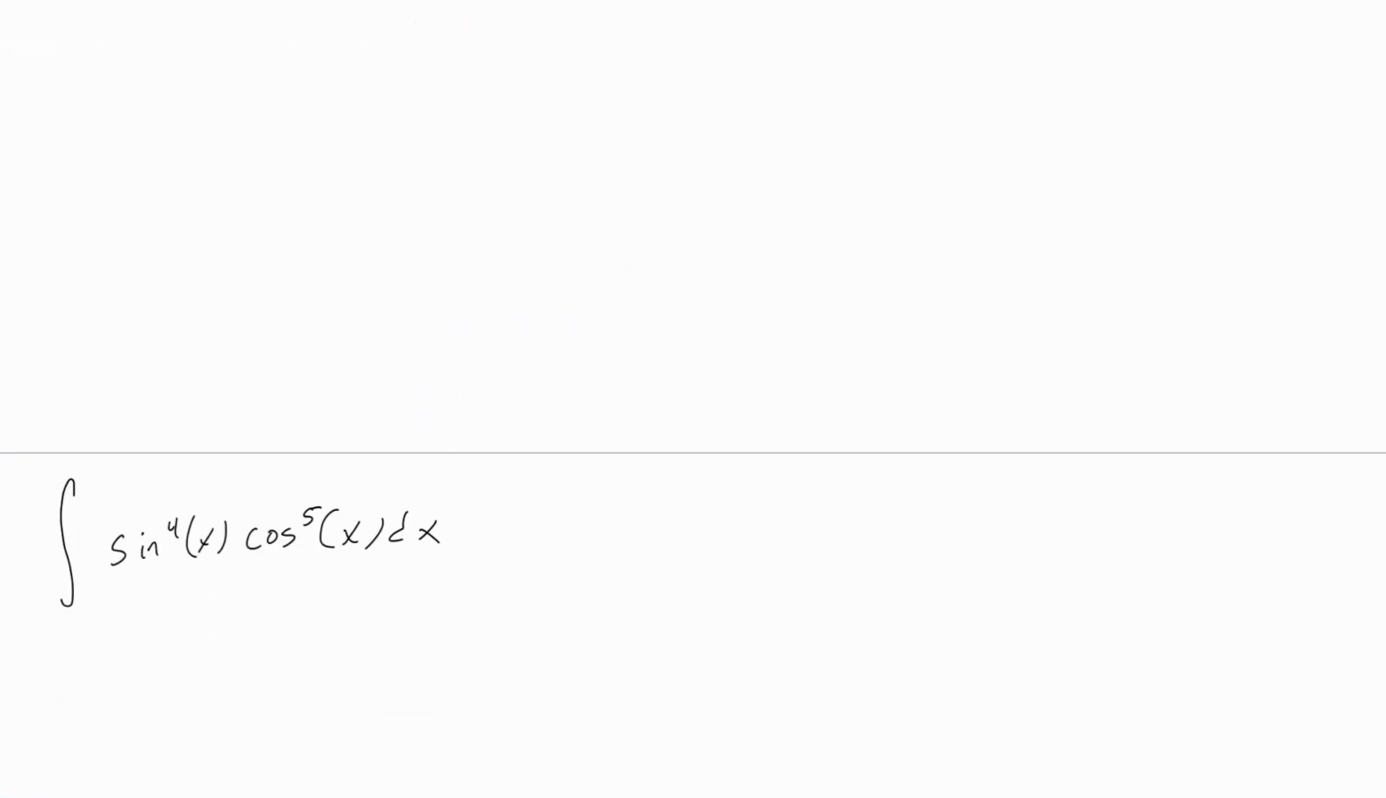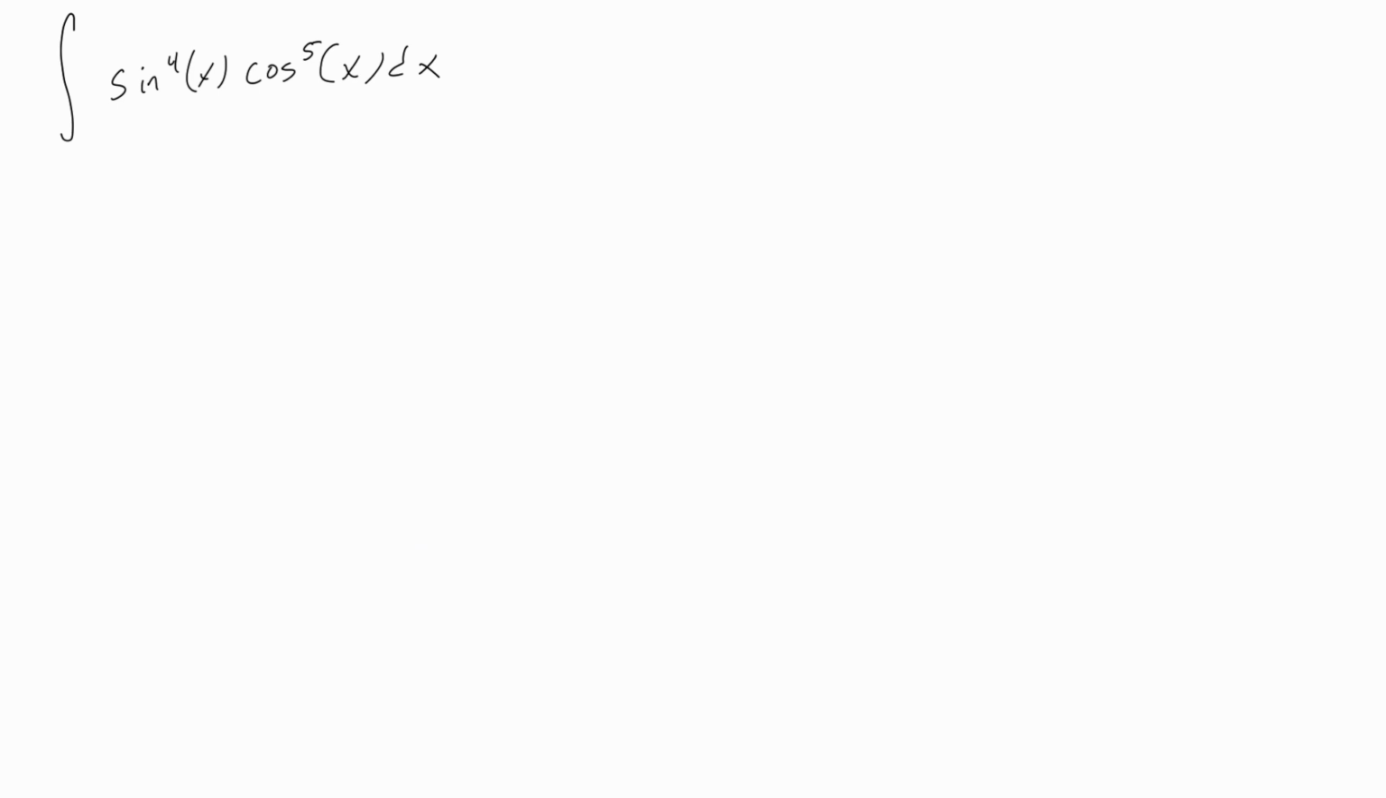Let's see another example of that in action. The integral of sine to the fourth times cosine to the fifth. What can we do here? Well, in general, if one of these powers is odd, we can use the same game plan that we used before. And here, I have an odd exponent, a fifth power. So this is the same as the integral of sine to the fourth of x times cosine to the fourth of x times cosine of x dx.